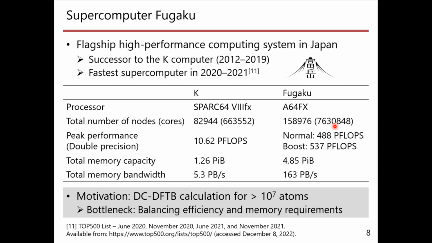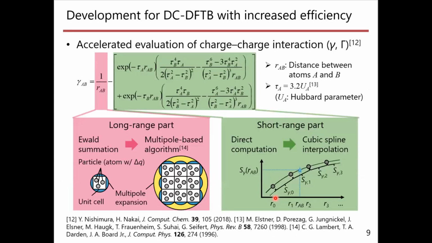The Fugaku supercomputer is a Japanese flagship high-performance computing system in operation since 2020. It was ranked as the fastest supercomputer in the TOP500 in 2020 and 2021. Compared with its predecessor, the K computer, the total number of nodes was almost doubled, and the number of cores was increased by more than 10 times. To use such great computational resources as efficiently as possible, we evaluated and improved the code in these studies.